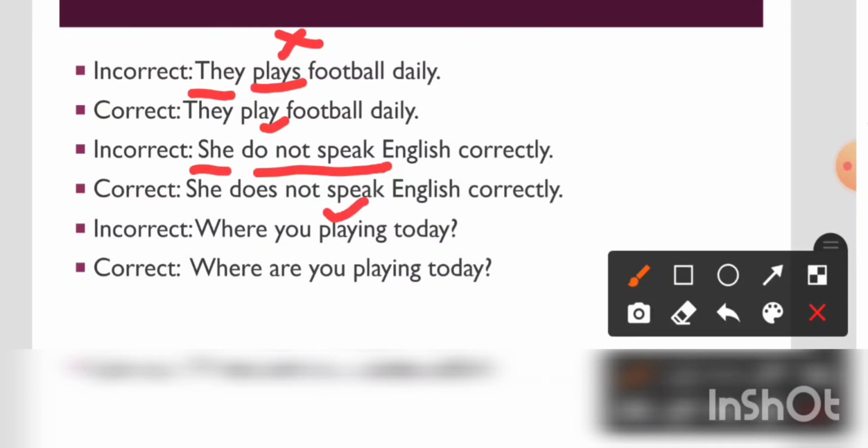Where you playing today? So something is missing here. Helping verb is missing here. So grammatically the sentence is incorrect. So the correct answer is where are you playing today? So this is correct.